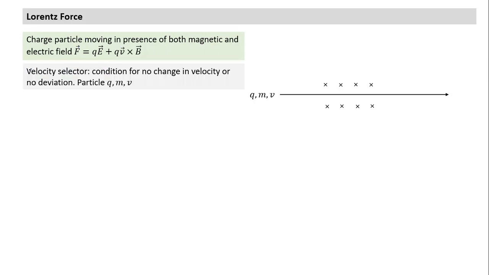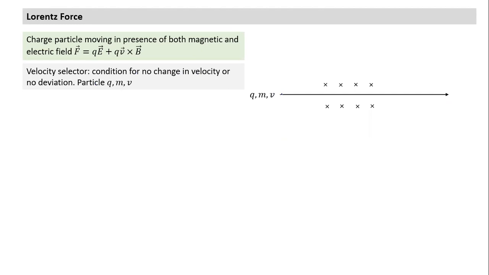One of the good ways to understand the Lorentz force is something called a velocity selector. Let's see what a velocity selector is. It is the condition for no change in velocity, or no deviation. Is it possible, when both forces are acting, that the particle still keeps moving with the same velocity? Yes, it is possible when both forces are acting and the net force is zero, when both are equal and opposite. That is the velocity selector.